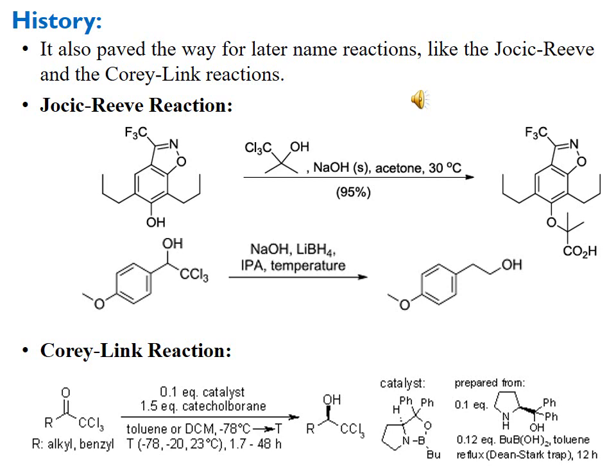The second is the Corey-Link reaction. The difference between the Corey-Link reaction and the Jocic-Reeve reaction is the starting material. Here you can see the Jocic-Reeve reaction uses trichloromethyl carbinol as the starting material, but in the Corey-Link they use a ketonic form, or you can say trichloromethyl ketone, as a starting material, which is first converted into the trichloromethyl carbinol after a reduction process, and then the next steps are the same as for the Jocic-Reeve reaction.